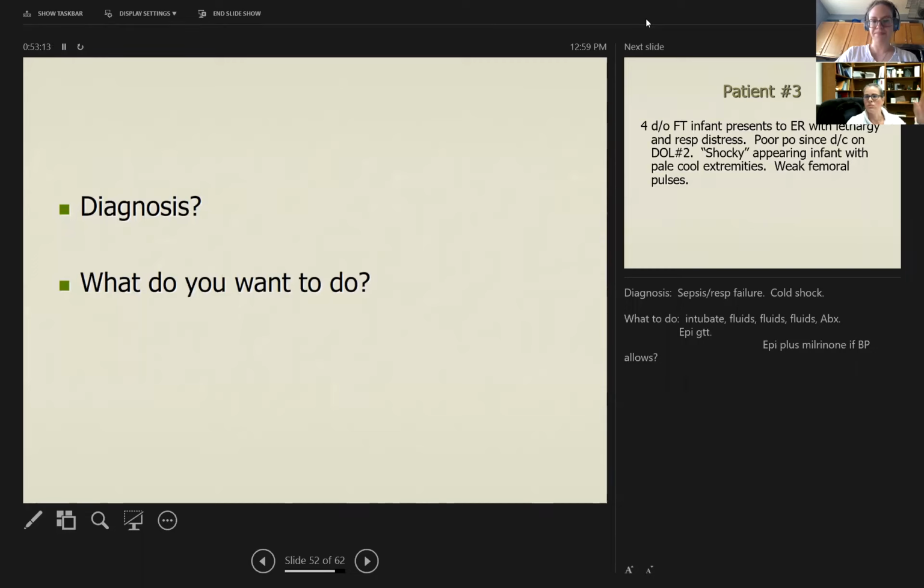What's our pressor for cold shock? Selena said epi. Epi, right. So you can use your DOPA as your bridge while they're mixing your epi drip. Because epi is going to be good if this is cardiogenic shock. Epi is going to be good for cold shock if it's septic shock, and you're going to be volume resuscitating and supporting the respirations and everything else in the background.